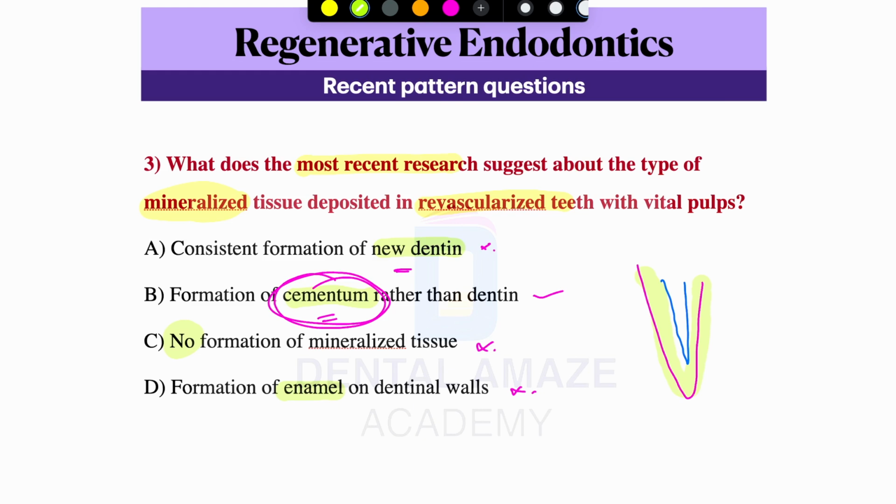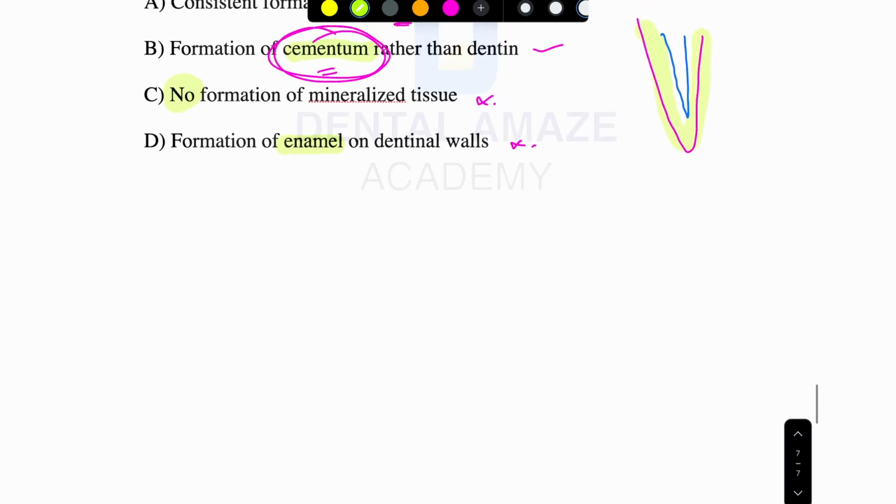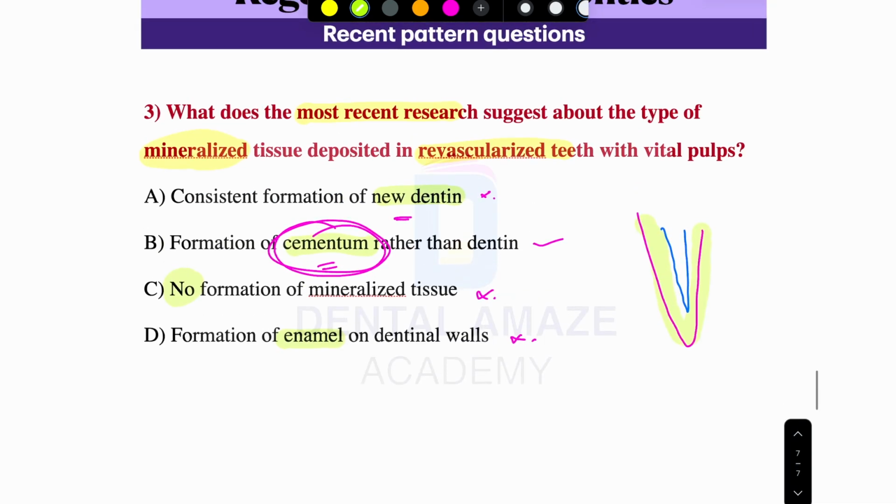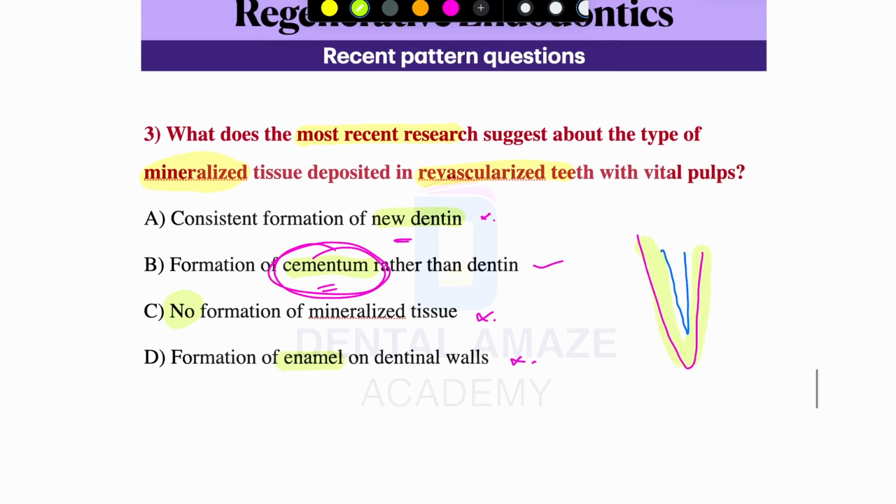Okay, this is what I told you. The opinions might vary and it might even change as we go on, but this is again taken from your Cohen textbook. Okay, so that is about this particular question.